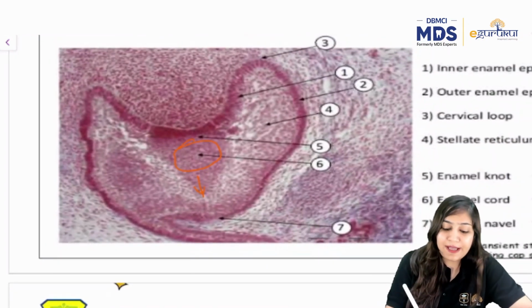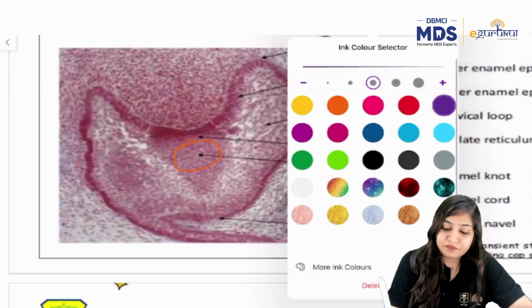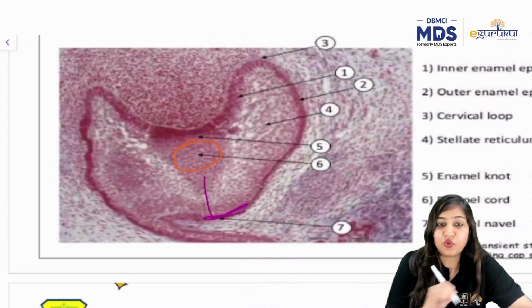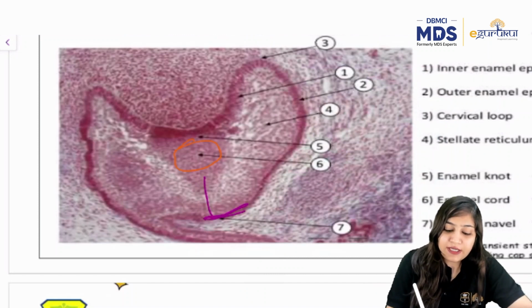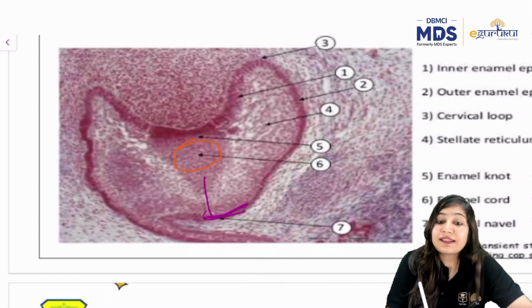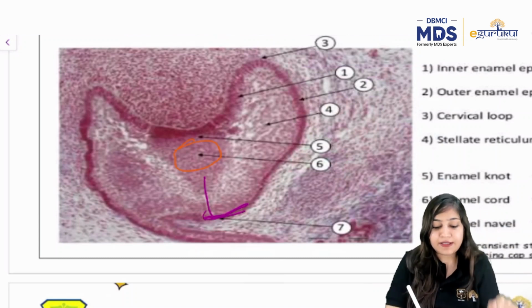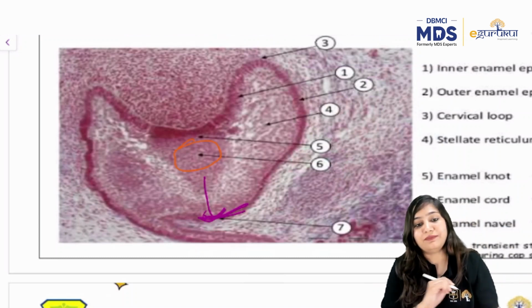Then comes enamel navel. When this enamel cord reaches, this is the outer enamel epithelial portion. So when it reaches outer enamel epithelium, it forms enamel septum. And when a depression will be present, it will be navel.